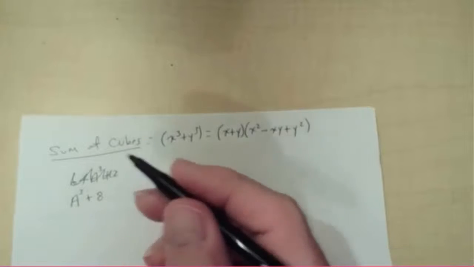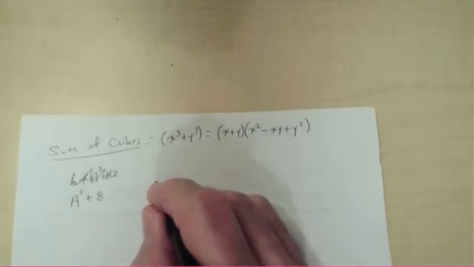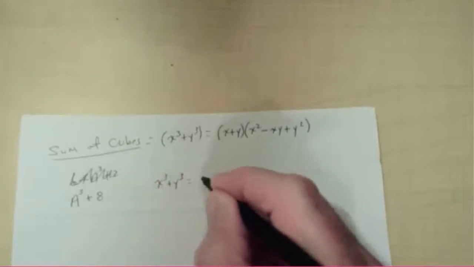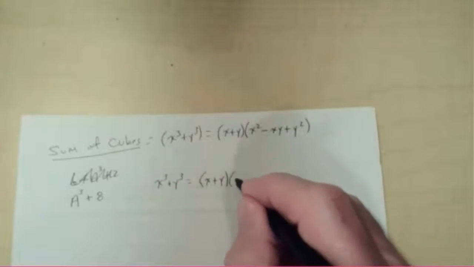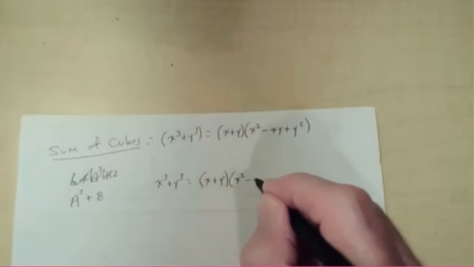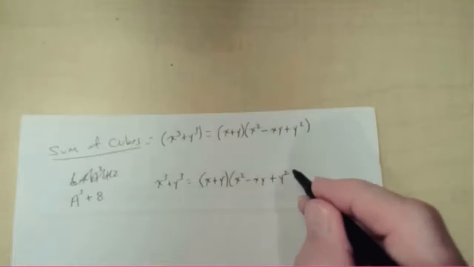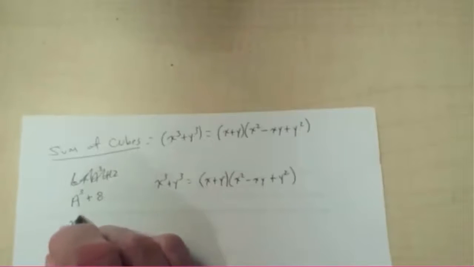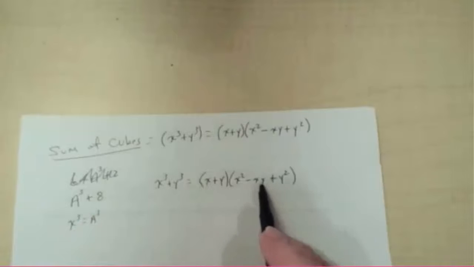So, x cubed plus y cubed equals x plus y times x squared minus xy plus y squared. Now look, if x cubed is a cubed, we want to know what x is, so we can put it in x and y.